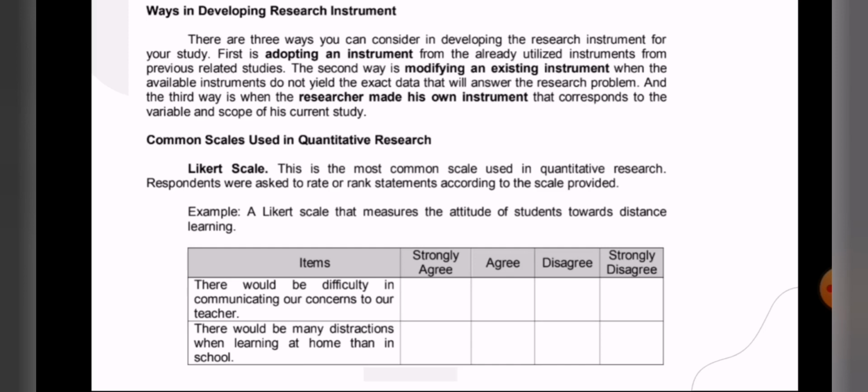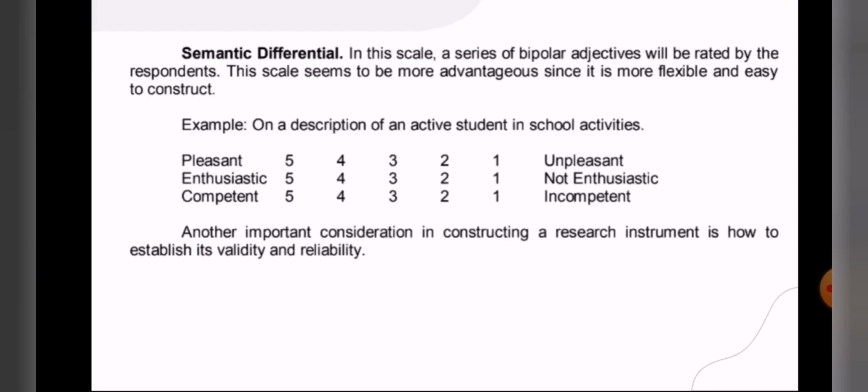Okay? So common scales used in quantitative research, you have the Likert scale. So Likert scale, pinaka-common yan, and measures the attitude of students. Dito sa example natin, this is your Likert scale, from poles of strongly agreeing and strongly disagreeing. Okay? And then, ito na yung tinatawag nating 5-point Likert scale. Pwede rin yun. Or pwede rin semantic differential.